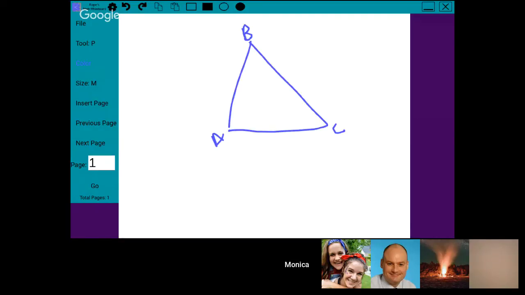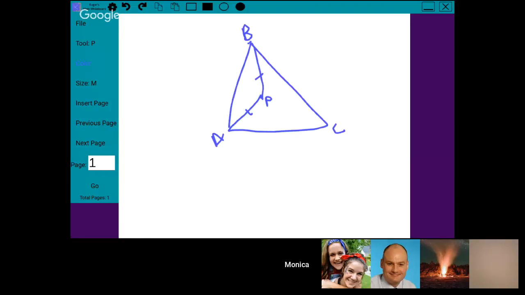Okay, so we have a triangle ABC, and it says point P is inside of the triangle and is equidistant from points A and B, okay? So P is in here somewhere, and it's equidistant from A and B.